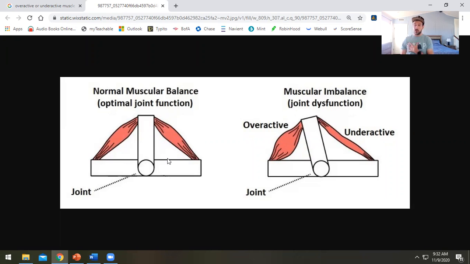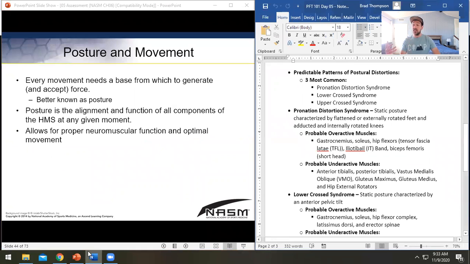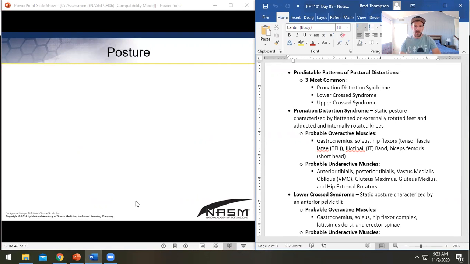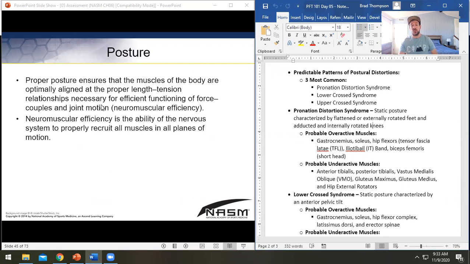Your muscles in your chest are not pulling too much, so you don't have shoulder rounding. Your muscles in your upper back are pulling enough, so your shoulders are sitting nice and upright, and you are in an ideal alignment, so your skeletal system can move the way it was intended to move, right? So that allows for optimal movement patterns. So proper posture ensures that our muscles are aligned at the proper angles and what we call length tension relationships.